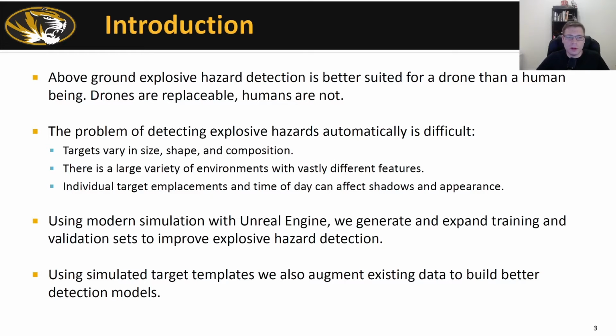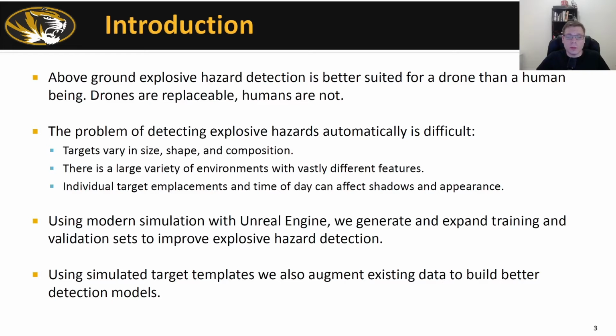The targets can vary in size and shape and composition. There's a large variety of environments, and they have different features. There's some that are grassy, some that are rocky, some that have gravel, all kinds of different roads or people or buildings. There's all sorts of things that can change how the emplacements look in their context.